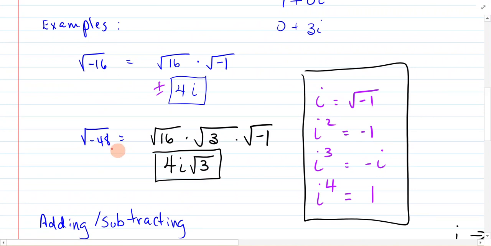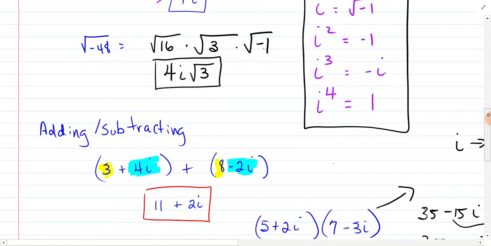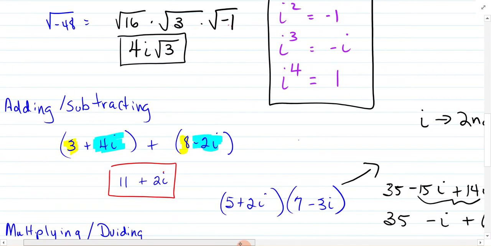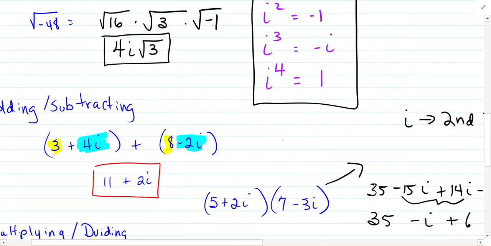Square root of -48, you can think of it as the square root of 16 times the square root of 3 times the square root of -1. So that's 4, that's i. We're left with 4i square roots of 3. If you are adding and subtracting complex numbers, you want to remember that you're going to add or subtract the real parts, I've highlighted in yellow, and the imaginary parts. So this sum is 11 plus 4i minus 2i is 2i.